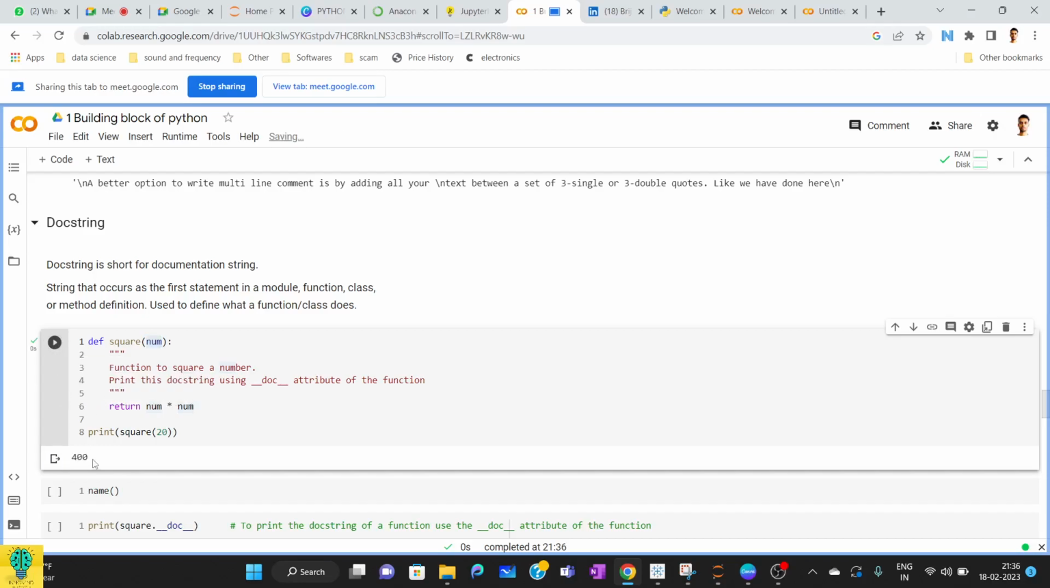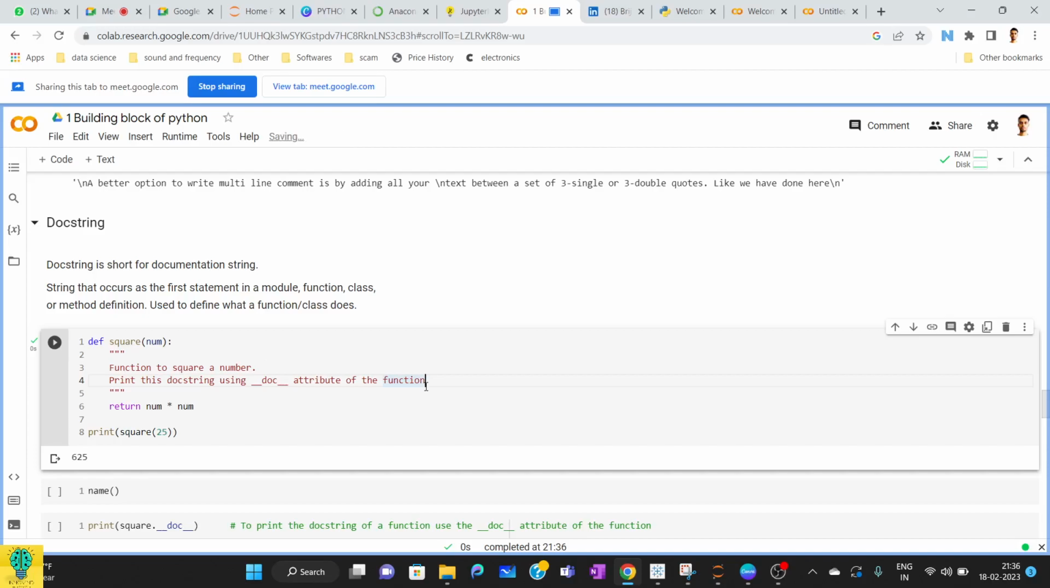A value of 400. If I give some other value, let me give 22, I get 484. Let's give 25, 625. So this is the square of the number. Why is it not giving me this? First thing, this is a comment, so it is not reading this particular block. But then why do we write it?